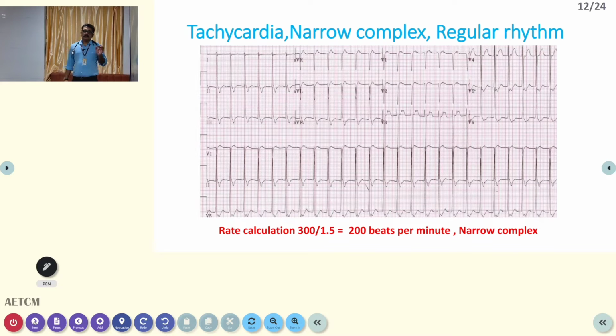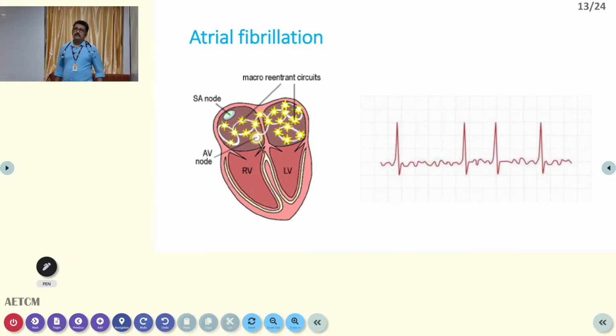Tachycardia, narrow complex regular rhythm. Previously we have seen tachycardia, wide complex regular rhythm. Here tachycardia is there, the QRS complex is narrow and it is regular. So tachycardia, narrow complex regular rhythm is the diagnosis here. No need to make the proper ECG diagnosis. According to ACLS, you have to tell whether it is narrow complex or wide complex, regular or irregular, hemodynamically stable or unstable. These are three things you have to see.